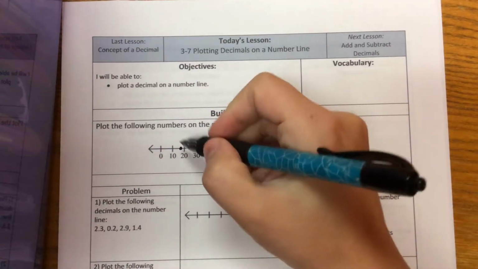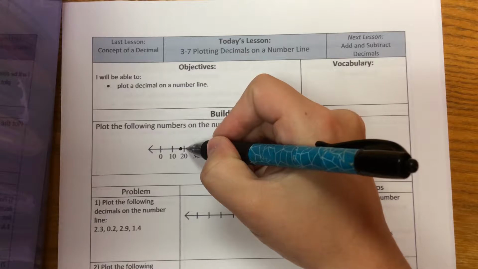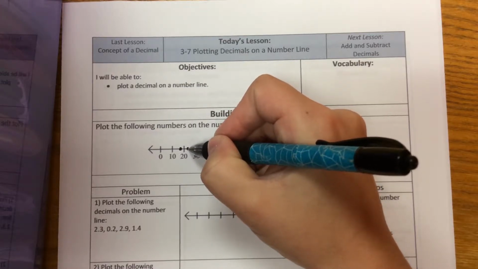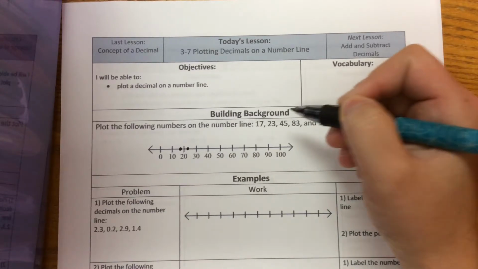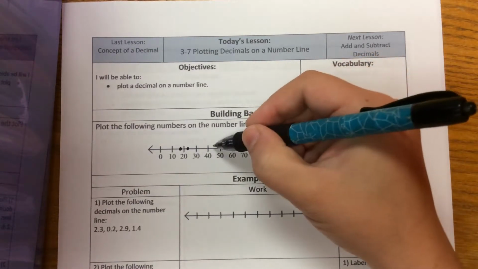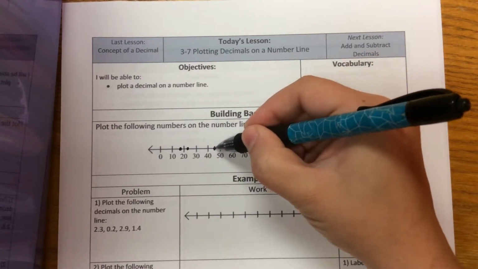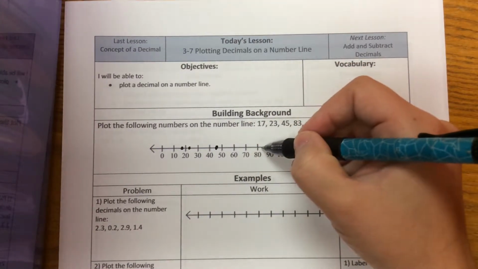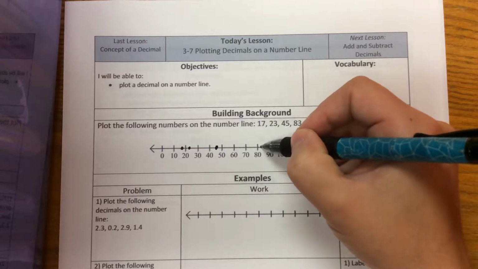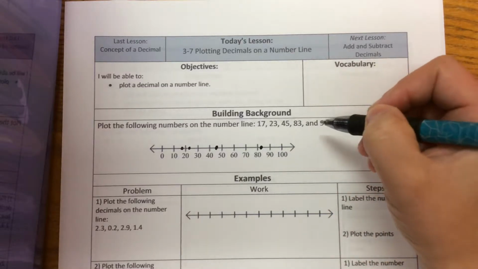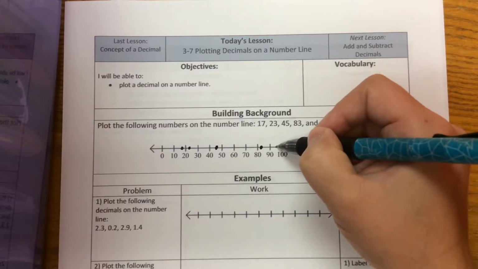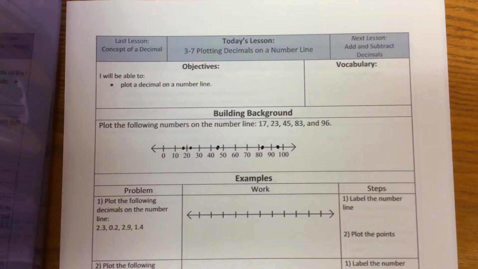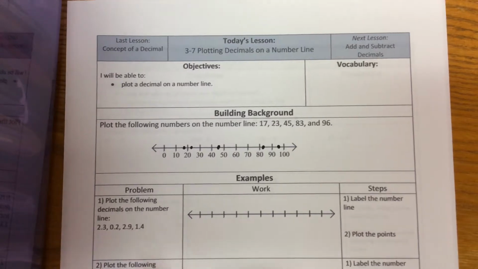Right, 23 would be really close to that 20 because it goes 21, 22, 23, 24, 25. 25 is in the middle, so about there. Okay, 45 is exactly halfway. All right, 83 would just be a little bit past the 80. And 96 would be a little over halfway. Okay, and that's really all we're doing today, except now with decimals, okay?